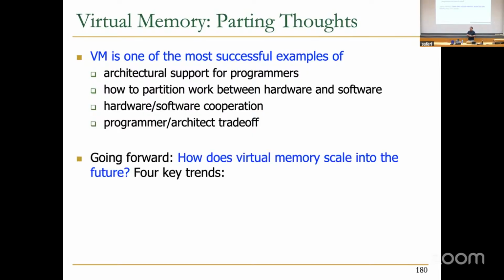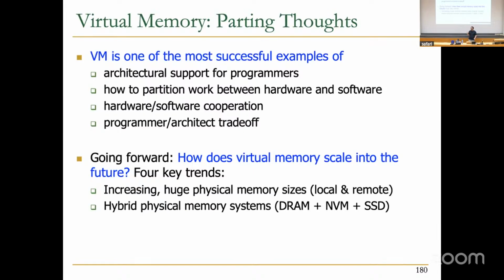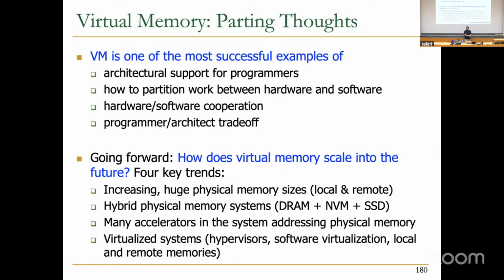Going forward, there are many more problems with respect to how virtual memory would scale. If we have very large physical memory sizes, as I described before with SSDs, with unified virtual memory between GPU and CPU. We have hybrid physical memory systems. We might have a DRAM, a non-volatile memory, and an SSD as well. We might have many accelerators in the system. We can have neural processing units, CPUs, and GPUs working together and accessing the same physical memory. And we might have virtualized environments like hypervisors, microkernels, and other weird software structures.